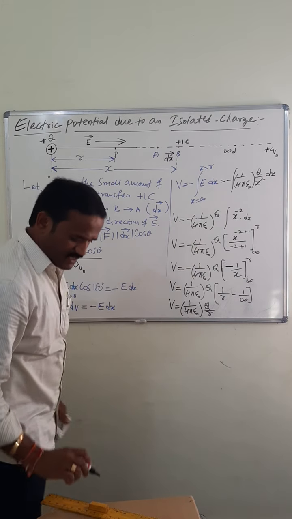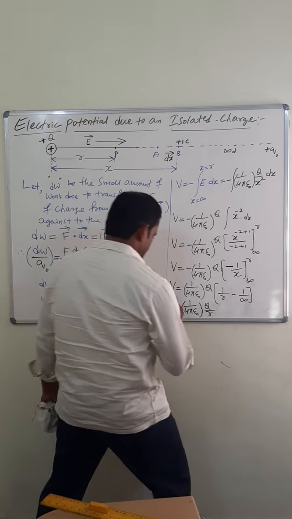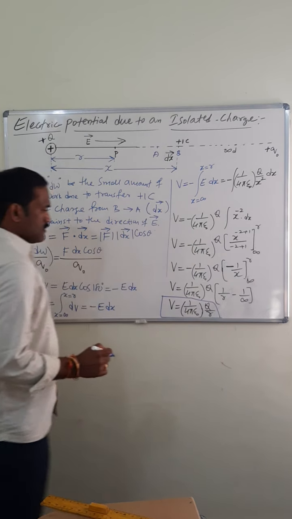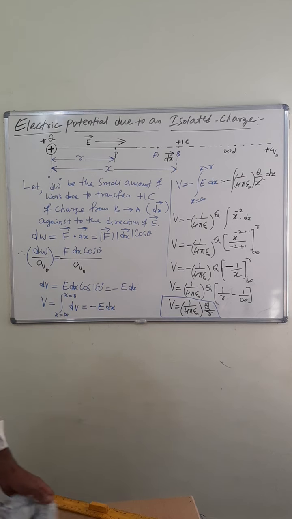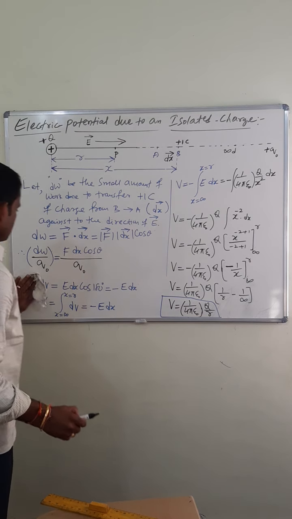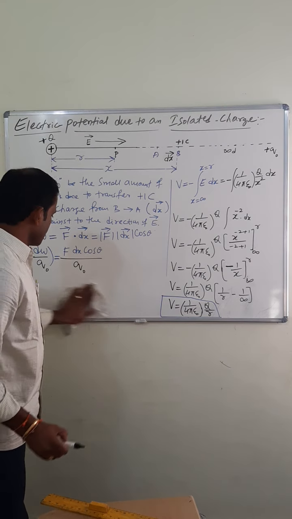So this is the derivation of electric potential due to an isolated charge. Please copy the things. First you copy the diagram, guys.